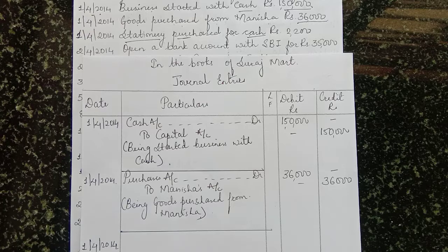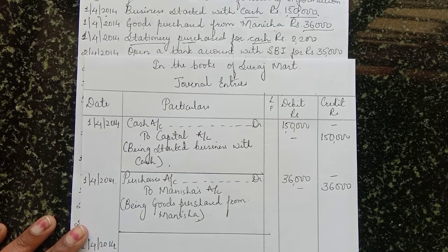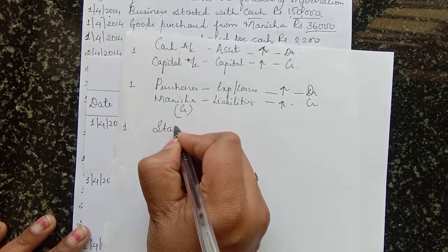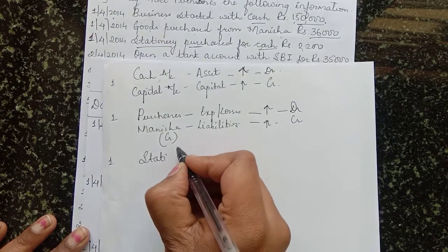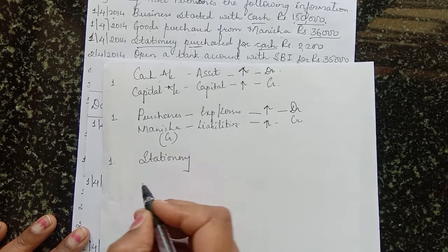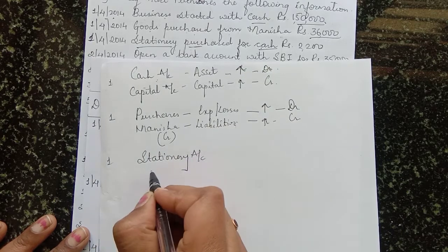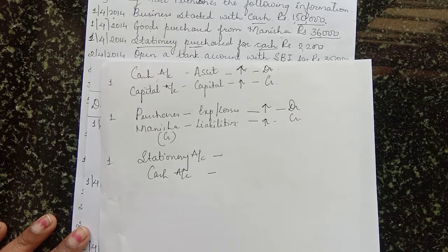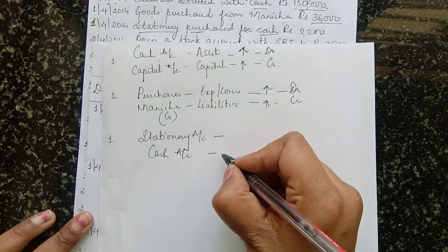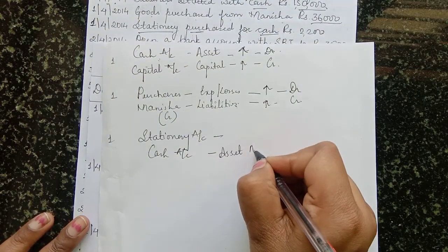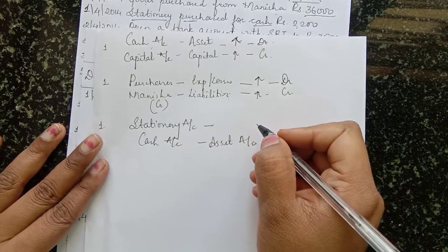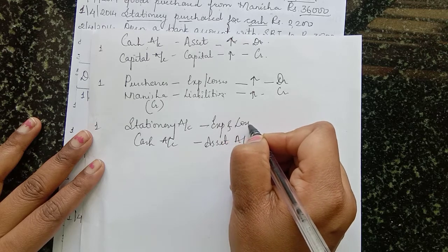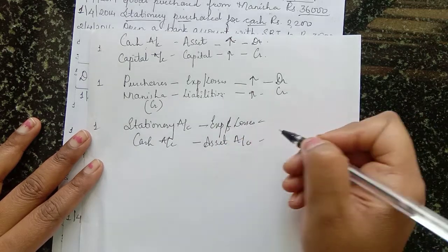So write down which are the two accounts, stationery account and one more is cash account. Stationery means you have purchased some paper, pen, ink, gum, etc. Now cash account is an asset account. Then what about stationery? Stationery account will come under the head expenses and losses. Right? Yes. Apply the rules.